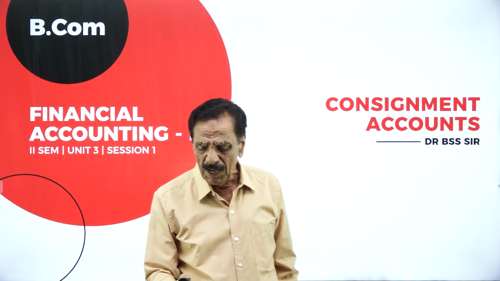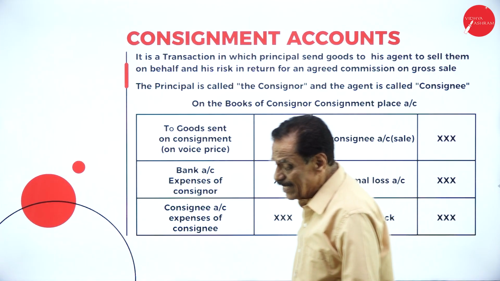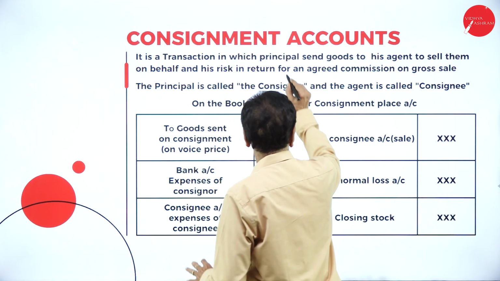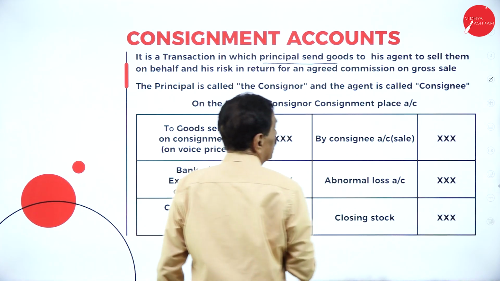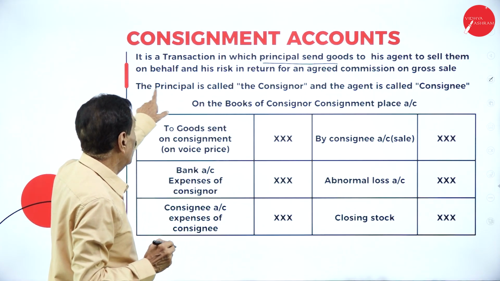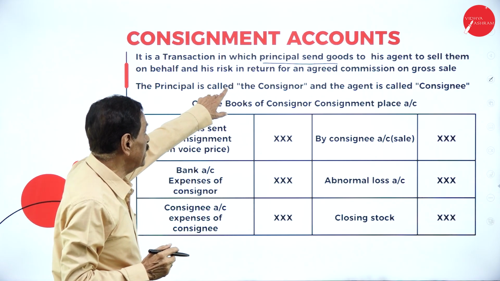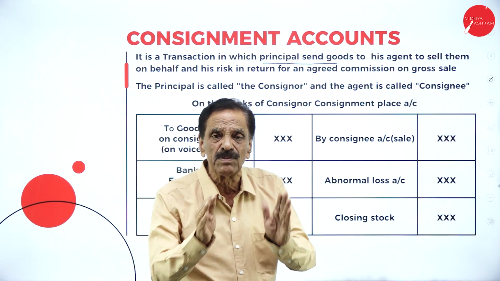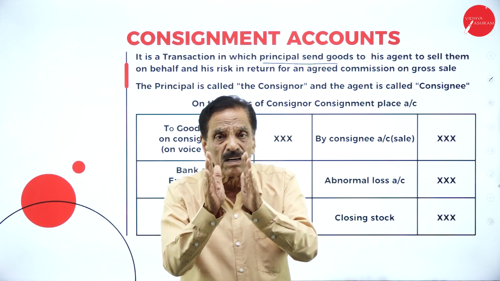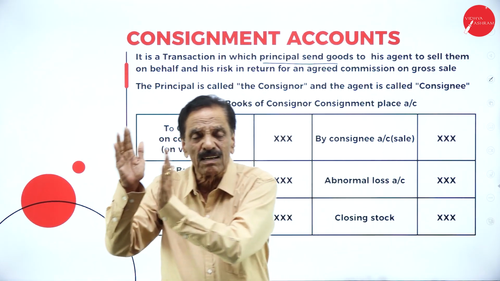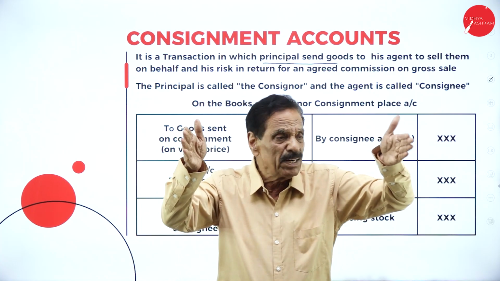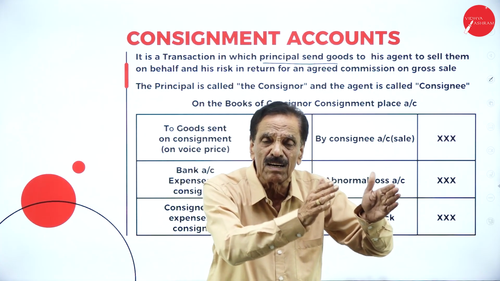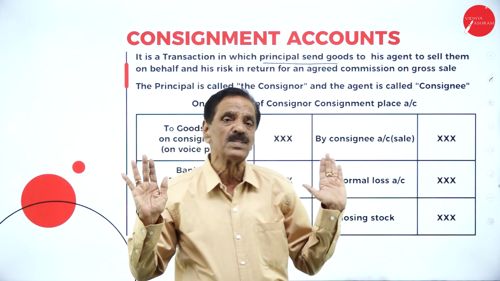Before going on, I will show you, it is a transaction in which the principal sends goods to his agent to sell them on behalf of and at the risk of the principal in return for an agreed commission on sale. In a consignment, there are two parties. One is called the consignor, another is called the consignee. The agreement that takes place between the consignor and the consignee we call as consignment.